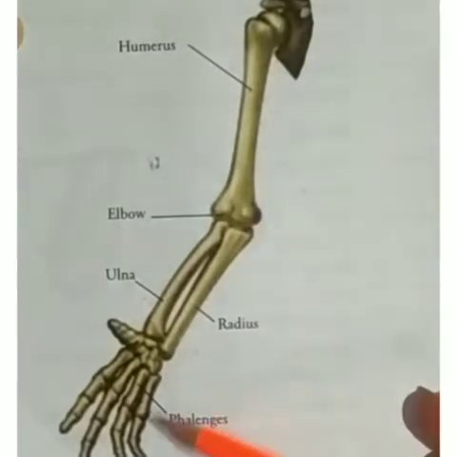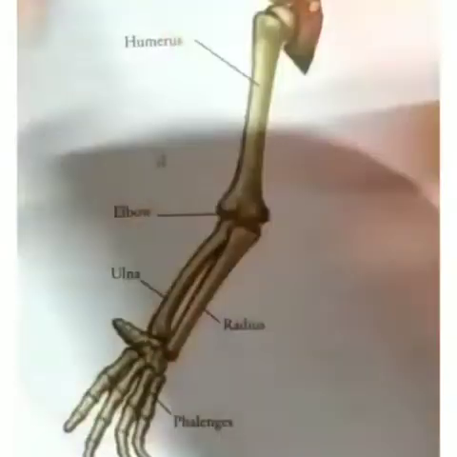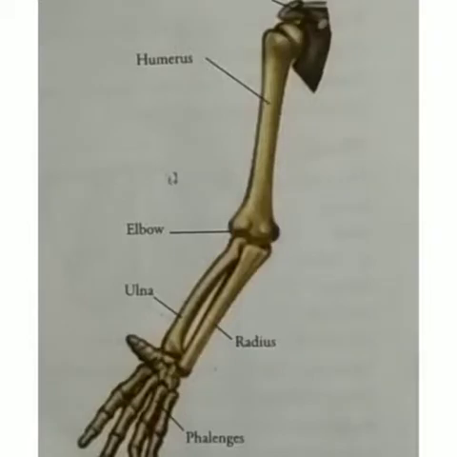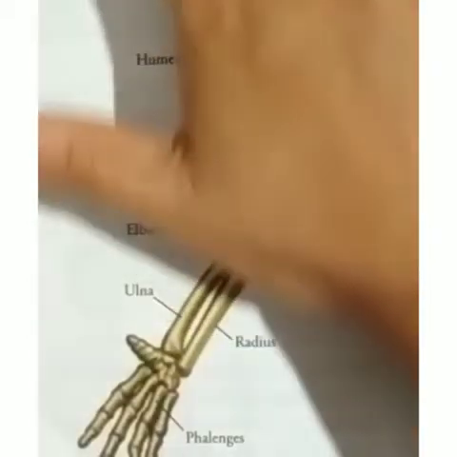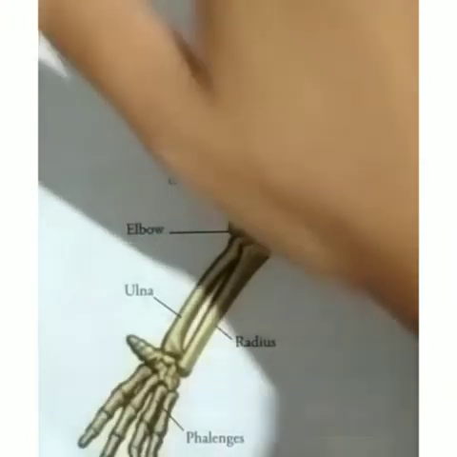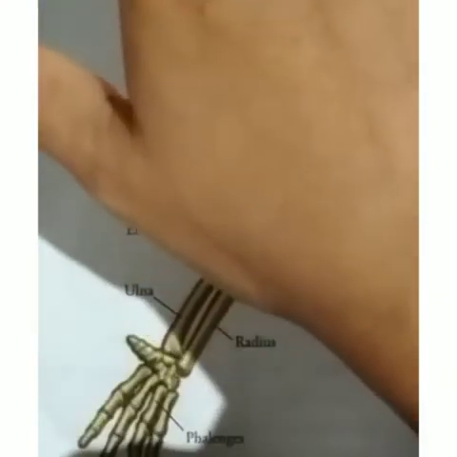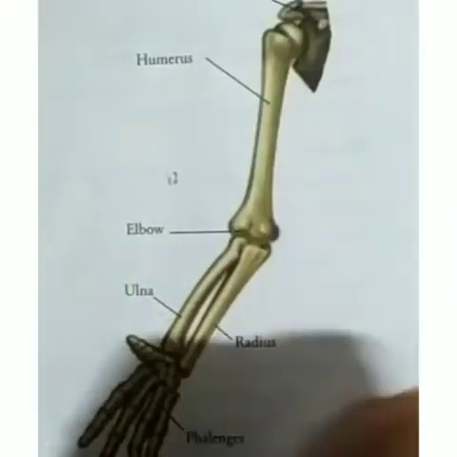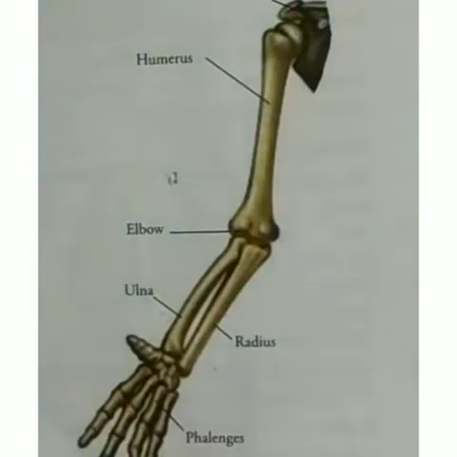Now you can see these are the phalanges. Phalanges are the bones of the fingers. Students, always remember that the bone which is on the same side as the thumb is the ulna, and the bone on the other side of the ulna is the radius. Now comes functions of forelimbs. Forelimbs help us in lifting objects, and they also help us in holding things.